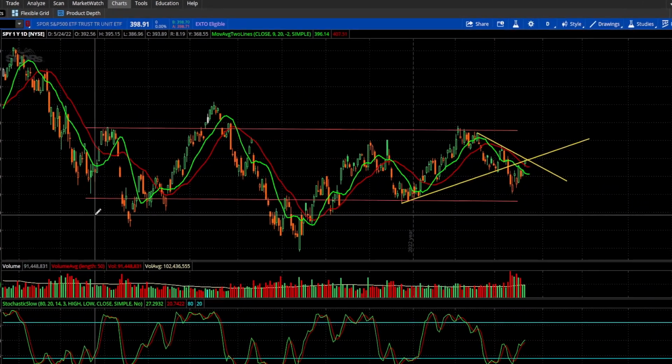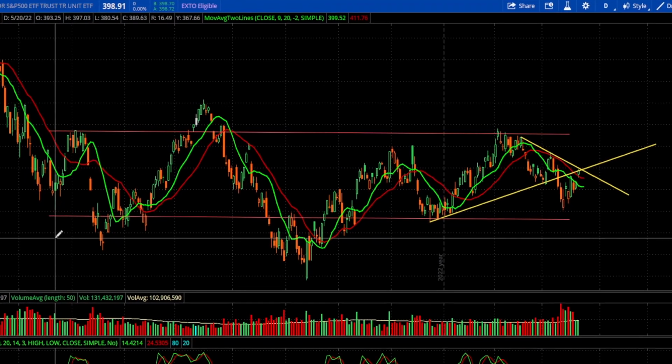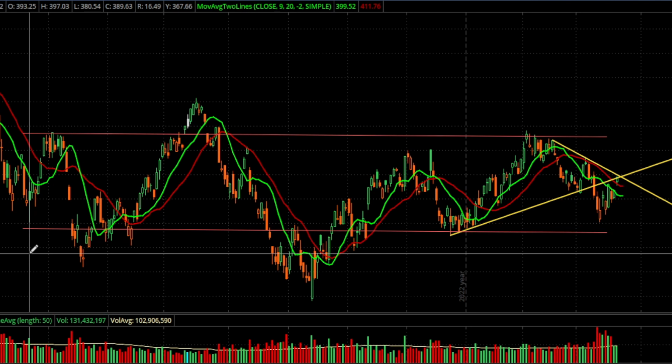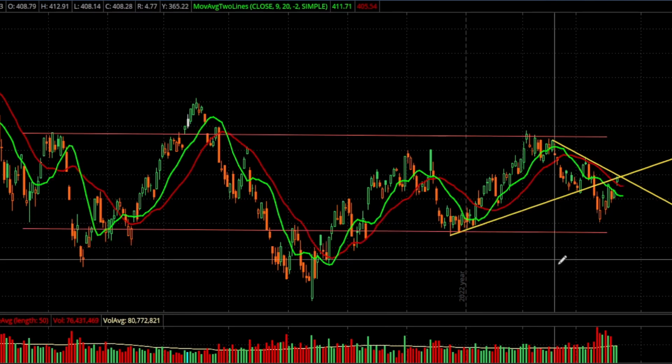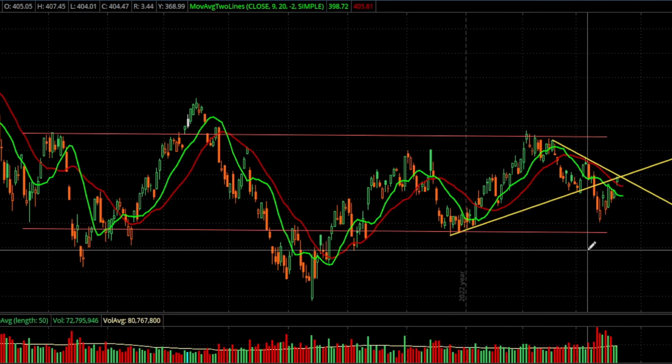This is the S&P 500, the SPY chart. And for the most part, looking at it, we've been in a channel since May 20th of last year. We've just been gyrating up and down, going sideways, basically going nowhere.